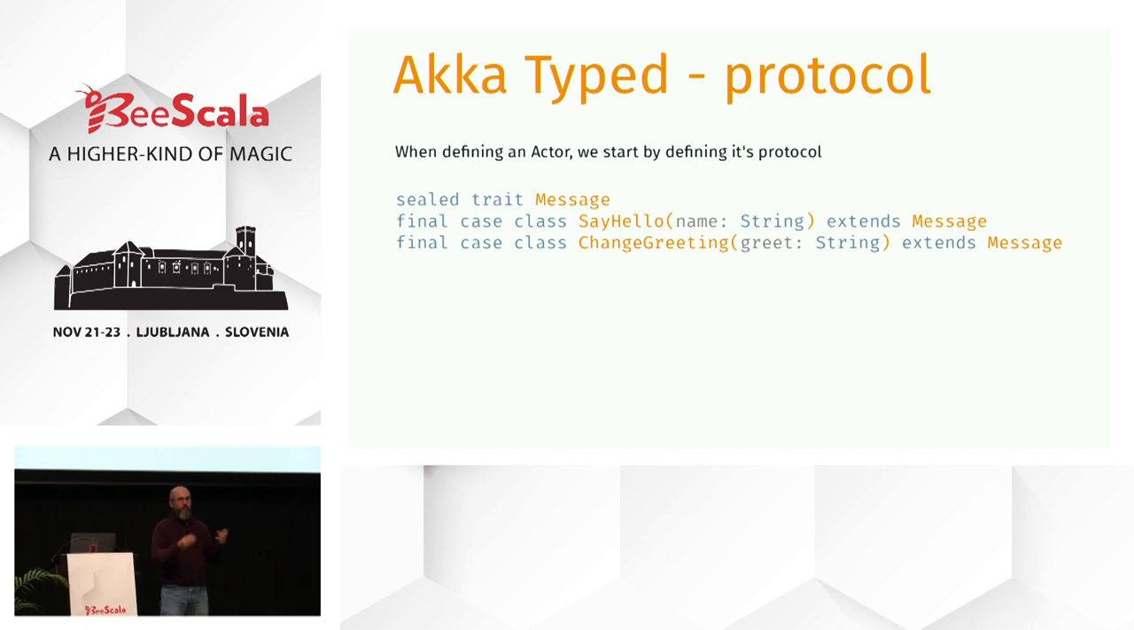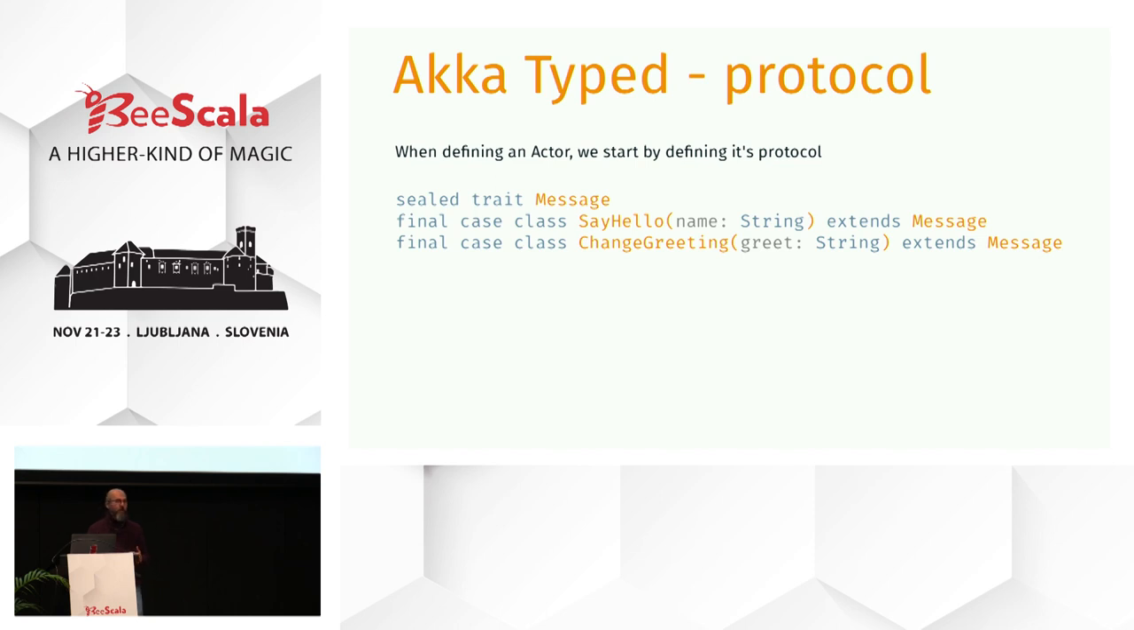It was a function from any to unit running somewhere in your JVM, maybe even in another node. And that's a hard thing to manage. And of course, we were willing to solve that problem for a long time, and we are very happy that we have solved that. We now have Akka Typed.